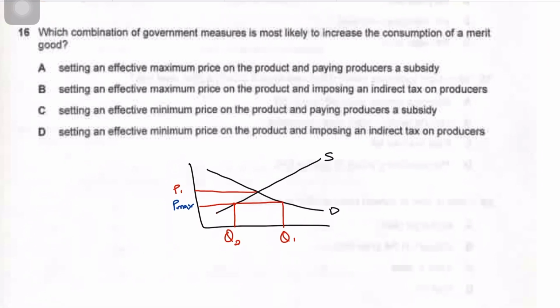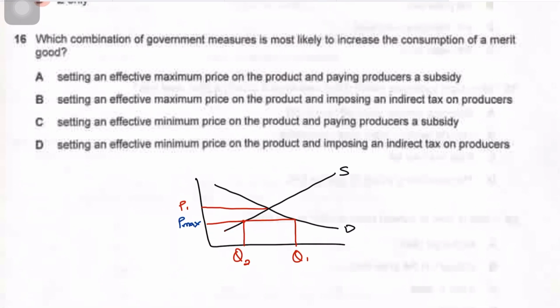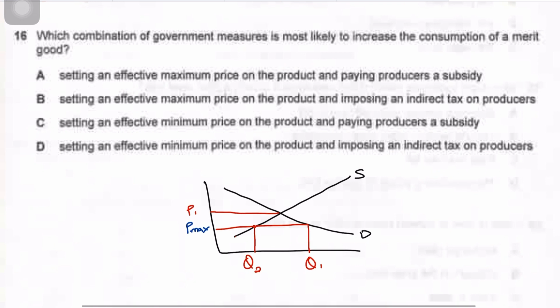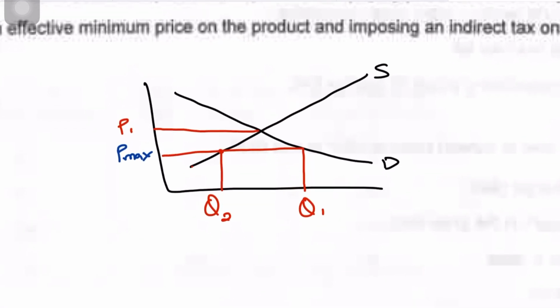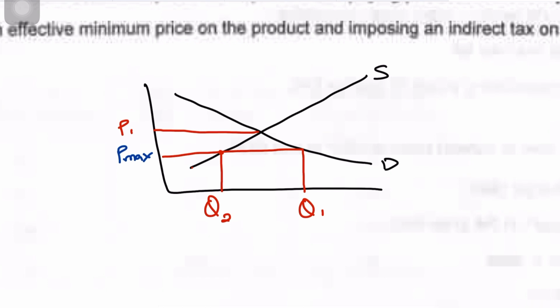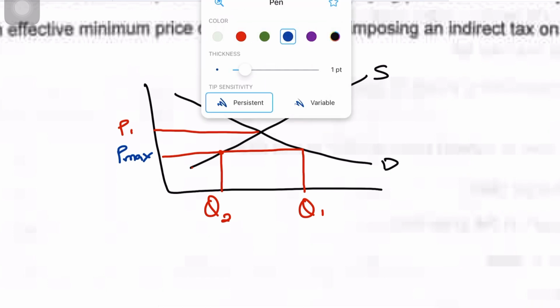Question 16 says which combination of measures is most likely to increase the consumption of a merit good. The correct answer would be A. Why? Because if you set an effective maximum price, it would result in a shortage, right? Since quantity demanded would exceed quantity supplied because of that maximum price.